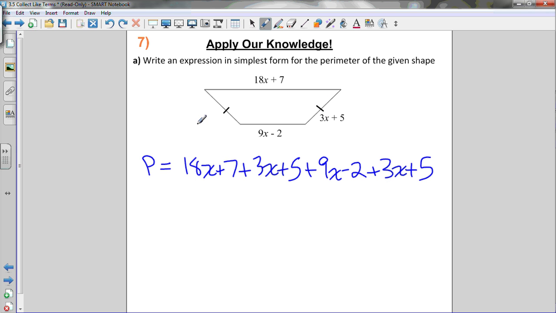So if I collect all these like terms, I'll be able to have a simplified expression for the perimeter of this shape. Let's figure out what our like terms are here. So I've got an 18x, a 3x, a 9x, and a 3x. Those are all like terms. They've got the exact same variables with the exact same exponents. Let's write those beside each other so we'll be able to collect them. So 18x plus 3x plus 9x plus 3x.